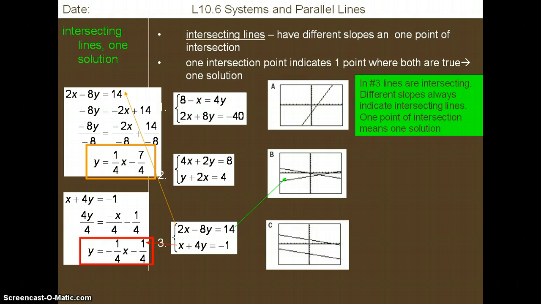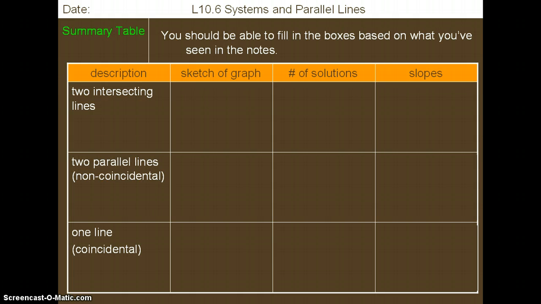1 intersection point indicates 1 point where both are true. 1 solution. So as promised, this is all going to be summarized here in this table. You should be able to fill in the table boxes based on what you've seen in the notes. So you should be able to make a sketch of what 2 intersecting lines, 2 parallel lines, and what 1 line looks like.